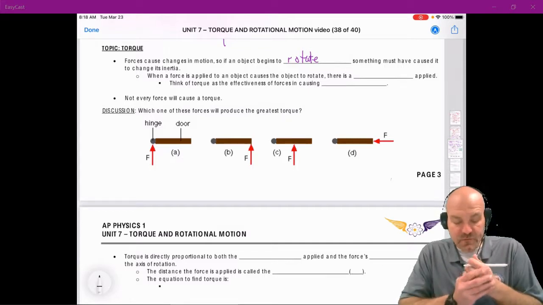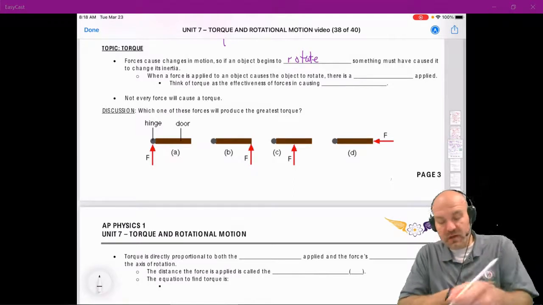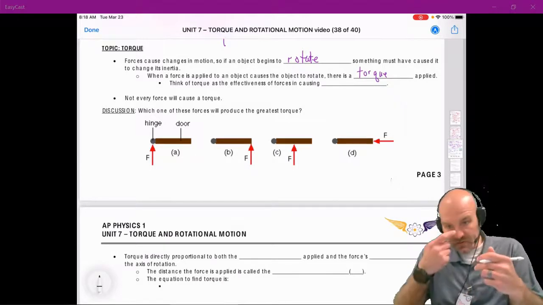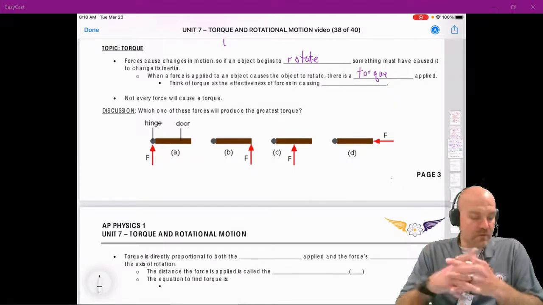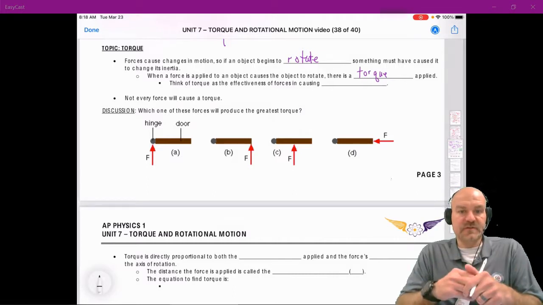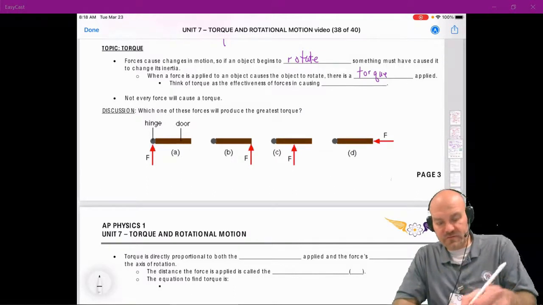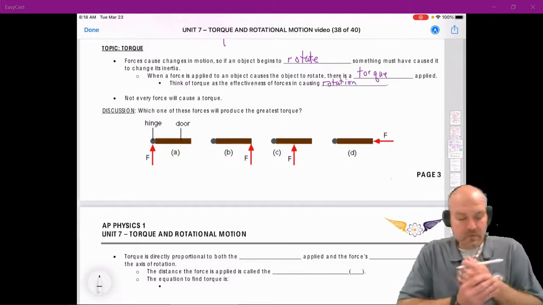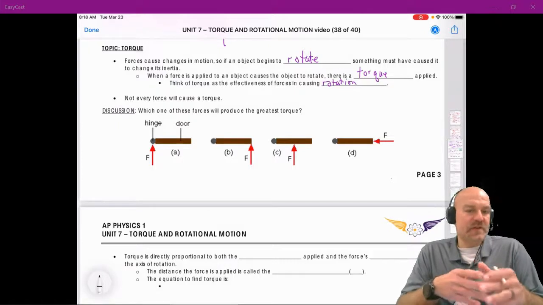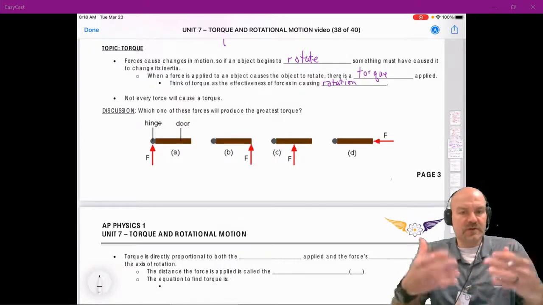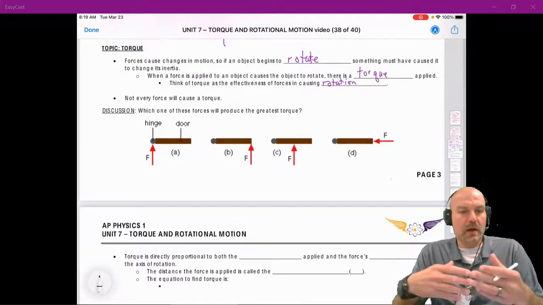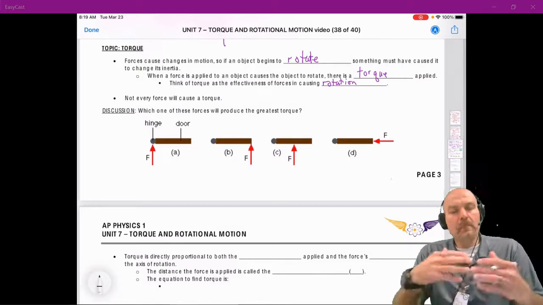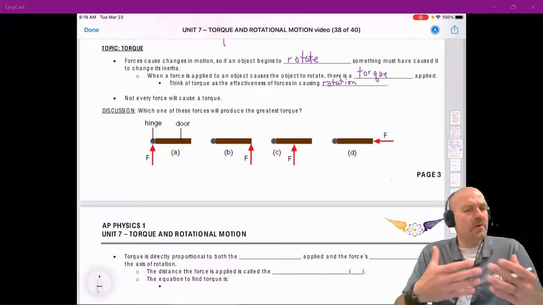When we apply a force to an object, causing it to rotate, we call it a torque, right? This is what is causing the rotation. So really think about the effectiveness of torques or forces in causing rotation. Now, not every applied force does cause a torque. I know we haven't officially defined what a torque is and what the factors of torques are, but let's look at some real world examples.